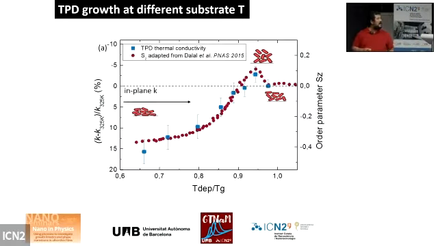Here we can see the different experiments, the deposition temperature as a function of the glass transition temperature, and we can see how it was evolving. In the backside of the graph, you can see the order parameter for the same material studied from optical methods. And here we can see how the thermal conductivity measured with that methodology follows the order parameter.